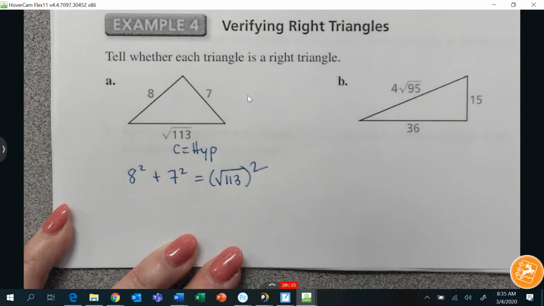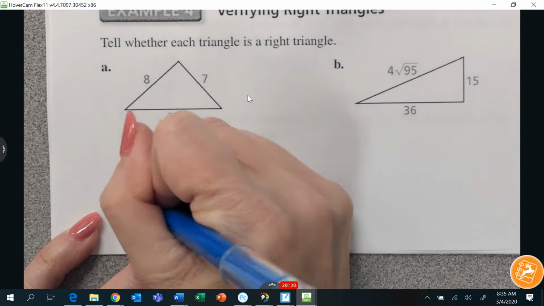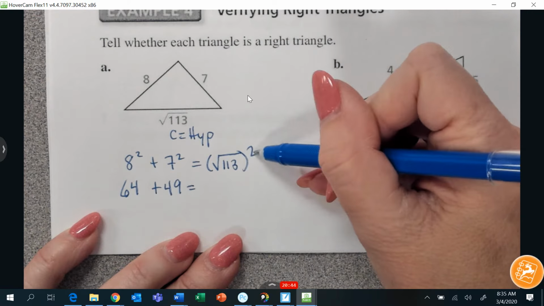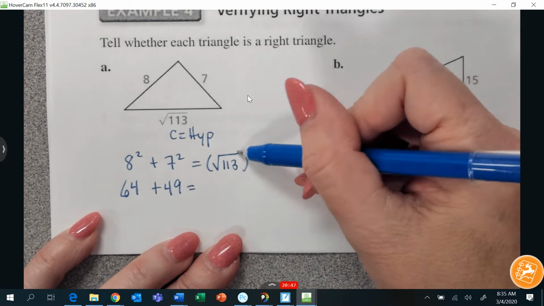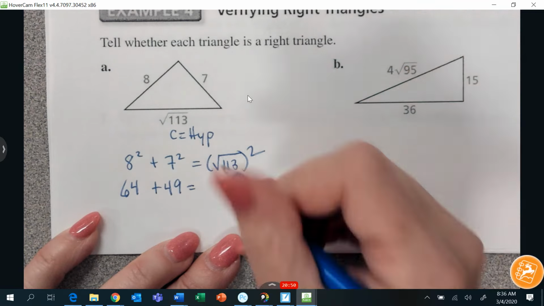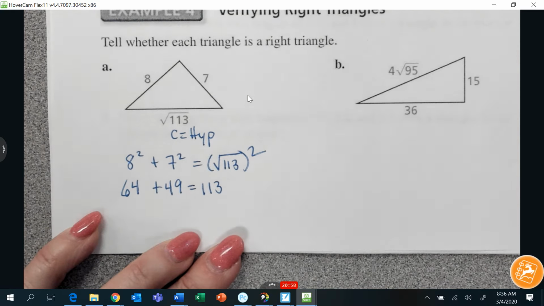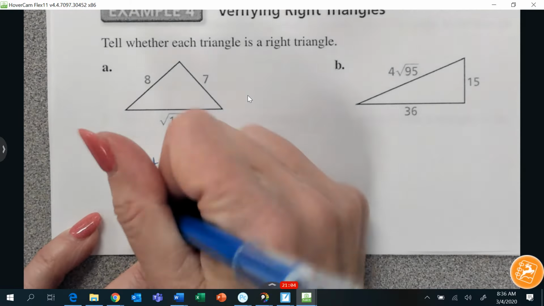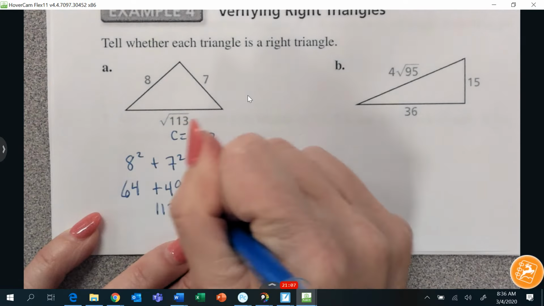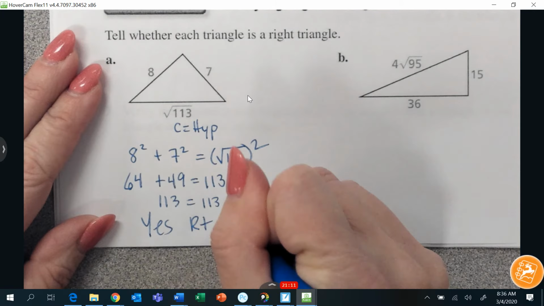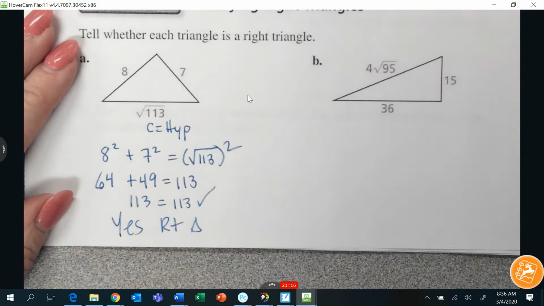8 squared plus 7 squared equals the square root of 113 squared. So 8 squared is 64. 7 squared is 49. Anytime you square root and square a number, these are inverse operations that undo each other. So we get 113. And 64 plus 49 is it? Yep, 113. So then, yes, this is a right triangle, because the Pythagorean theorem worked.